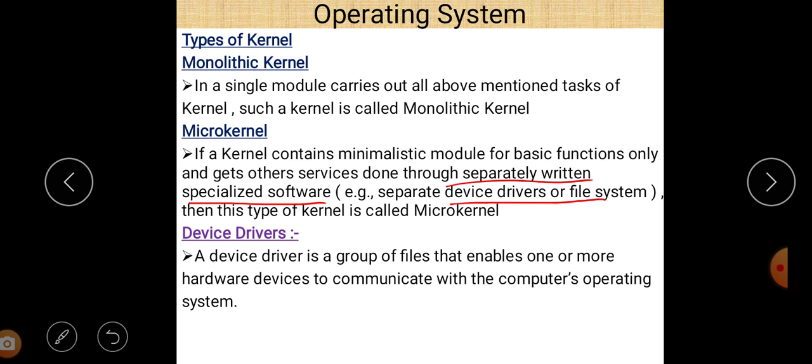And here one important term is coined: device driver. What is a device driver? A device driver is a group of files that enables one or more hardware devices to communicate with the computer's operating system. So that is the difference between shell and kernel.